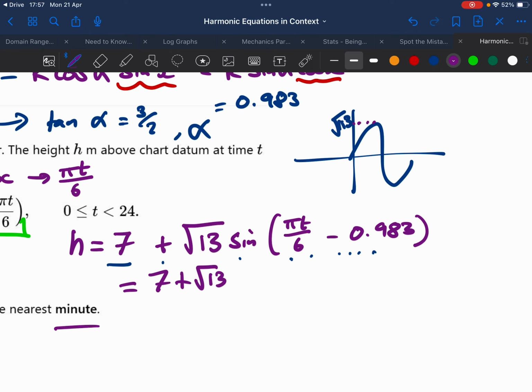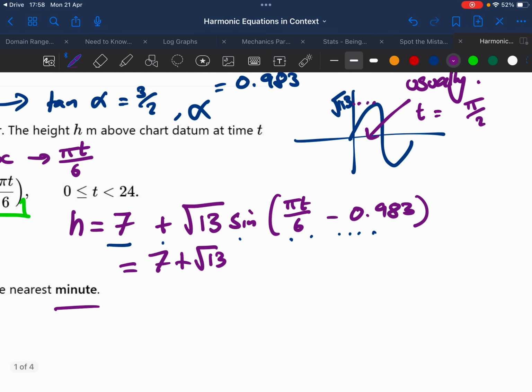The maximum is normally achieved when, on a sine graph? Well, it's usually when t, in this case, would be equal to 90 degrees because it's a sine graph, or in the world of radians, it would be pi over 2. Okay, so what we can do is solve using this value, but account for the fact that it might have shifted. So we can solve something as follows.